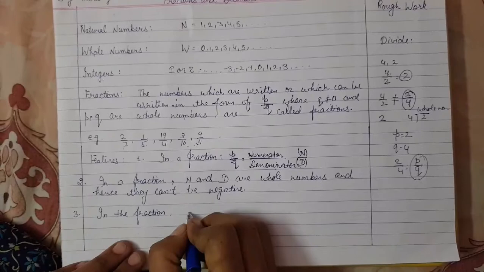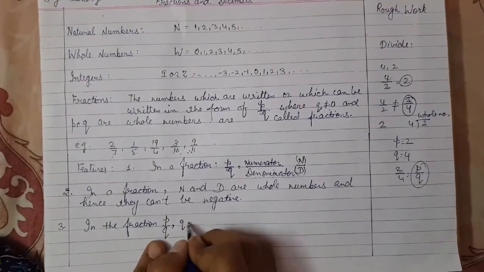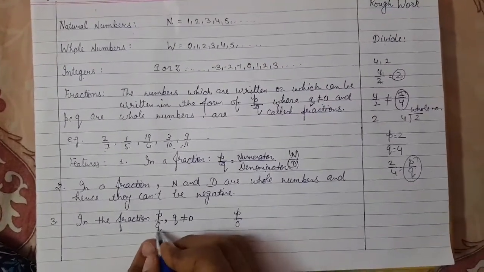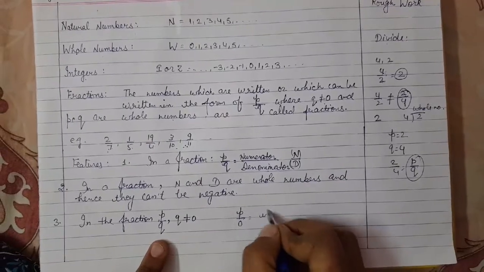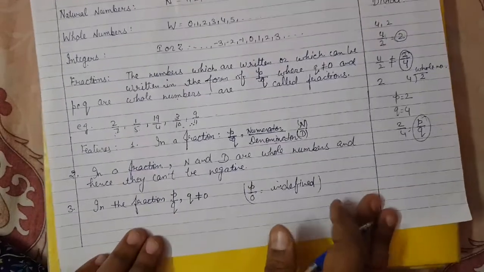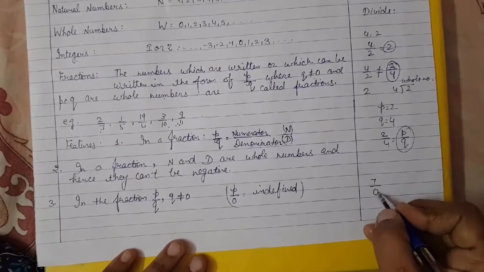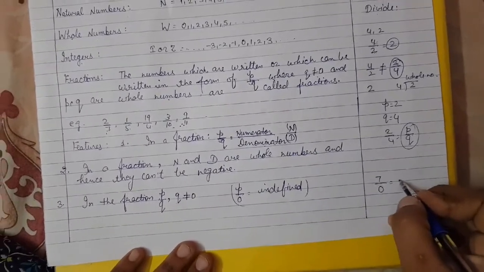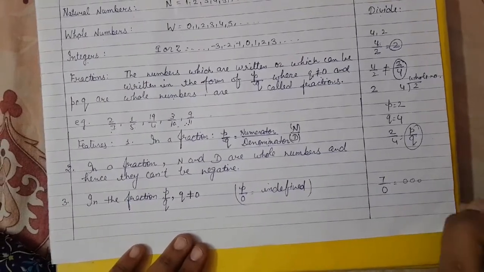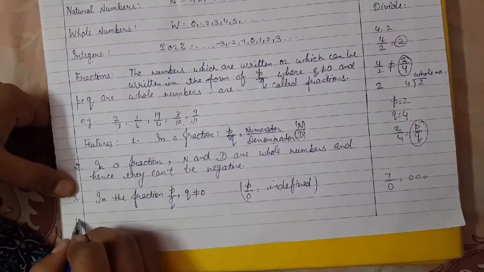Third is, in the fraction P upon Q, the denominator, that is Q, can never be 0, because P upon 0, if I put 0 in the place of Q, then the value will be indefinite. For example, 7 upon 0, here in the denominator we have written 0. The answer will be indefinite. It will be infinite. 0, 0, 0, 0 will go on up to infinite. Hence, 0 cannot be in the denominator.